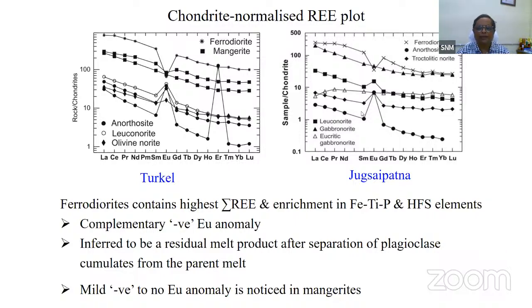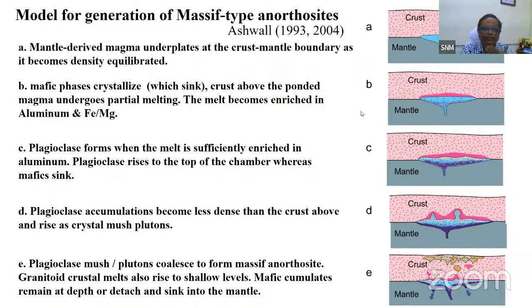So with this background, I have tried to discuss the characters of the massive type anorthosite with respect to both the complexes of Odisha where we have worked. The same thing has been reported by different workers at different places. We have not done isotopic studies, but people have done isotopic studies also. So the inferences are more or less similar to what we have done through petrology and geochemistry.